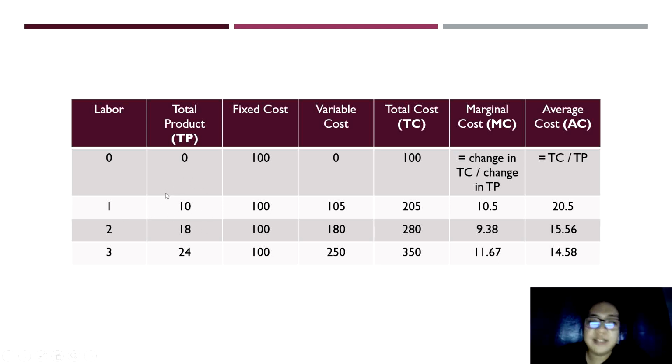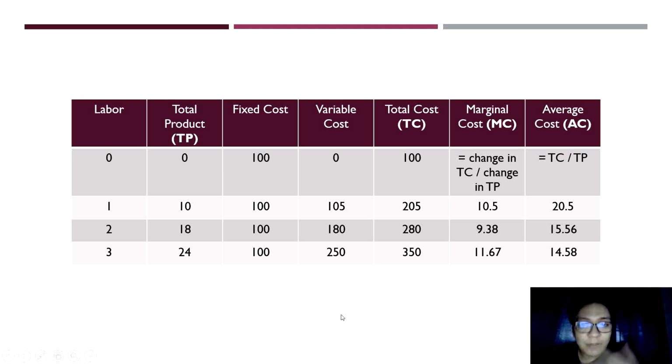Then we will proceed with the change in inputs. We increased our laborer into 1, so 2 laborers na tayo. So sa 2 laborers, they can produce 18 burgers per hour with fixed cost of 100 and variable cost of 180 with a total cost of 280. So ibig sabihin, with 2 laborers, they can produce 18 burgers with 280 of cost.